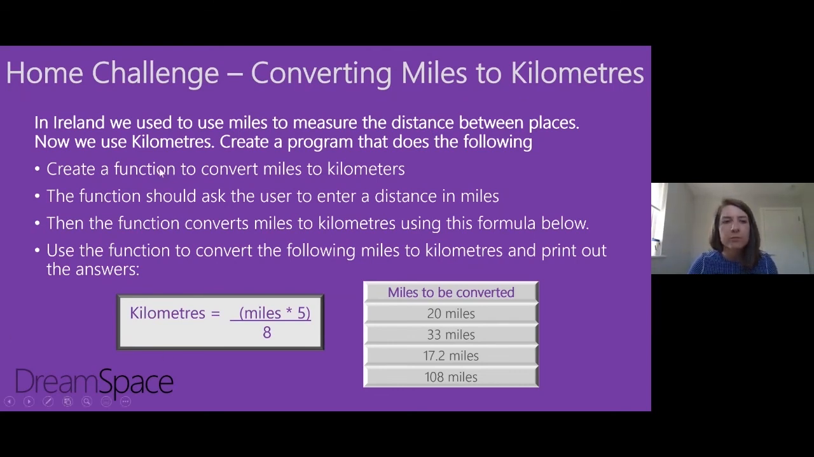What we want you to do is create a function, okay? And you might need to look back over what we just did. You might need to rewind and see what was done to get the memory refreshed. Create a function to convert miles to kilometers. The function should ask the user to enter a distance in miles, and then convert this to kilometers. It's going to use this formula: in the box down below, kilometers is equal to miles multiplied by 5 divided by 8. If you use that formula as part of your function, you're going to get that conversion right.